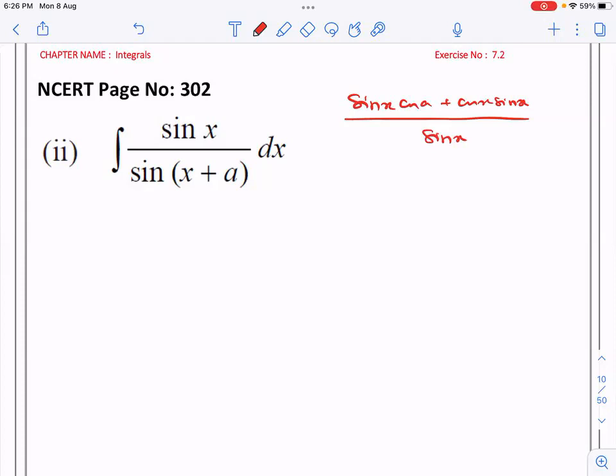Then what would have happened? I would have got cos a plus cot x sin a. Is that right? Then it will be cot x sin a. Okay. See, had this been the scenario, we are at an advantage. But unfortunately, that's not the scenario. It is exactly the reciprocal of it.